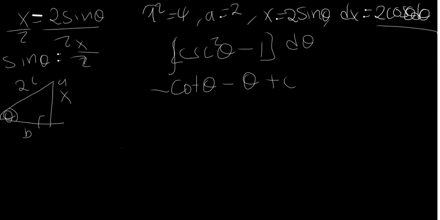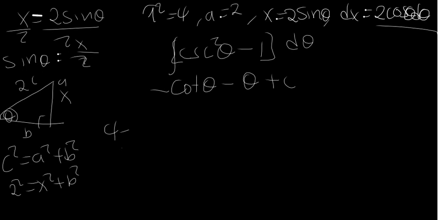So now let's see. C squared is equal to A squared plus B squared from Pythagoras' theorem. Then we know that C is 2. So 2 squared is equal to A, which is x, squared plus B squared. So this is going to be 4 minus x squared is equal to B squared. Now if we want to solve for B, B is the root of 4 minus x squared.